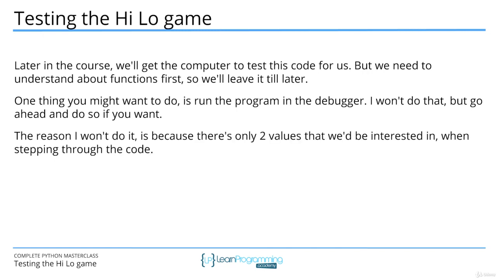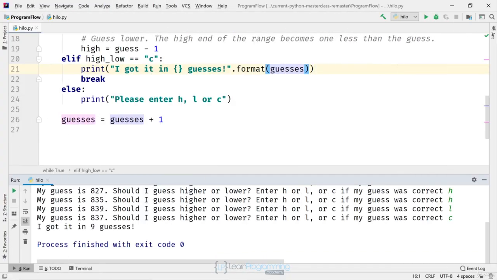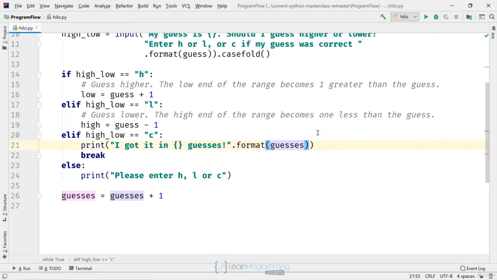The reason I'm not going to do it here is because there's only 2 values that we're interested in when stepping through the code. The loop already pauses each time around because it waits for our input. Printing out the values of low and high is much easier than using the debugger in this case. So I'm going to do that at the start of the loop. I'm going to close the run pane and go back to the start of the loop under the while statement there.